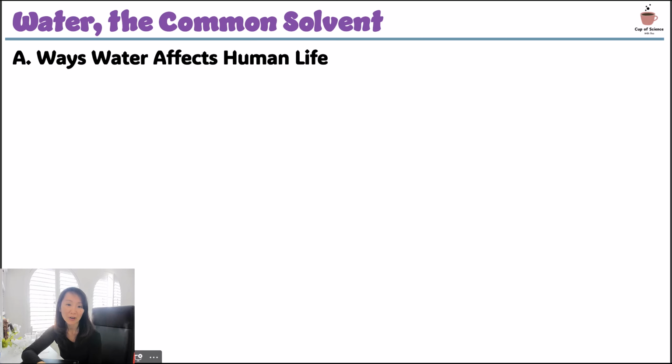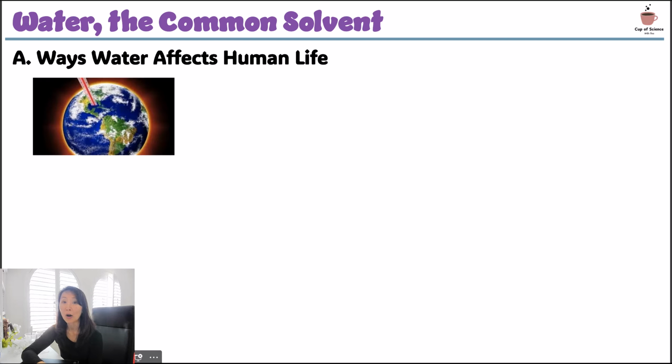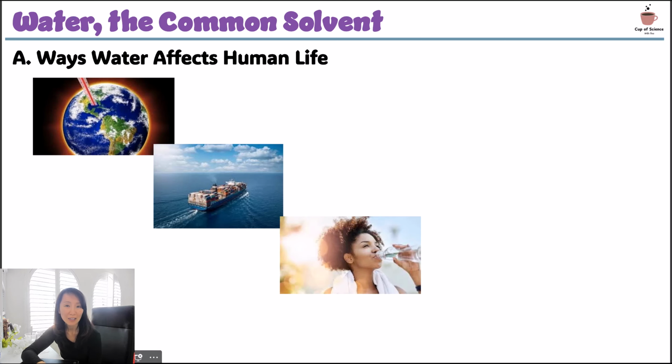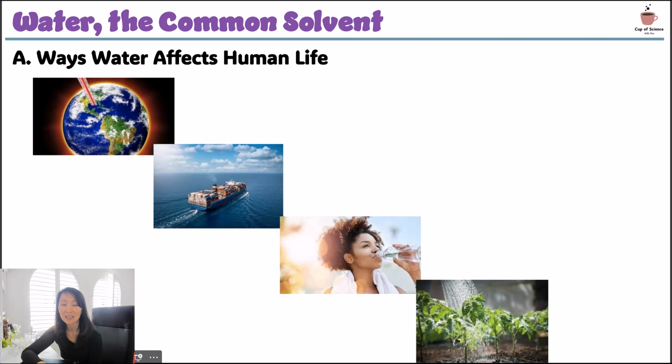Now, water is a very important component of our life. I mean, it's all around us, right? It allows the temperature of the earth to cool, and it moderates that temperature. It also provides transportation through cargo ships and boats. It also hydrates us, and lastly, it can provide nutrients for the plants and help them grow. I mean, there are so many ways water could affect human life.